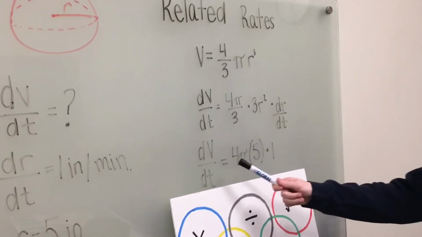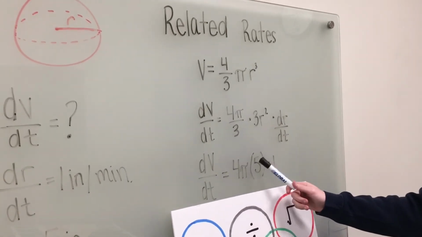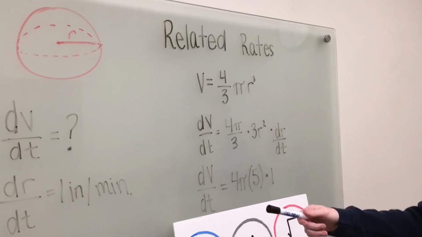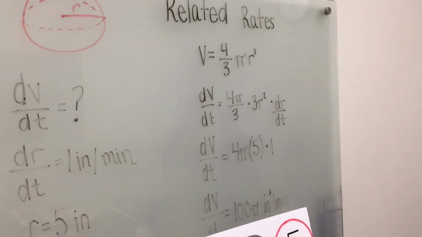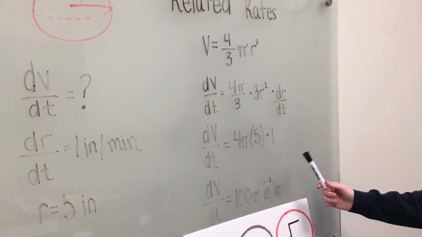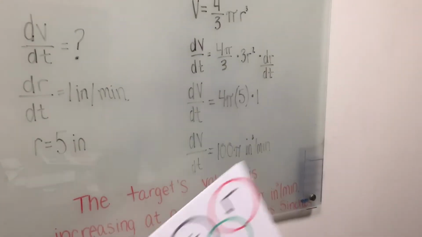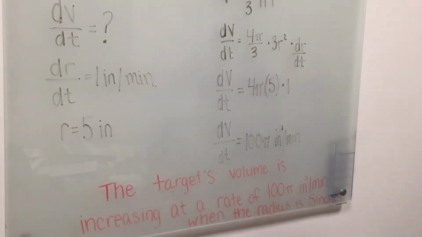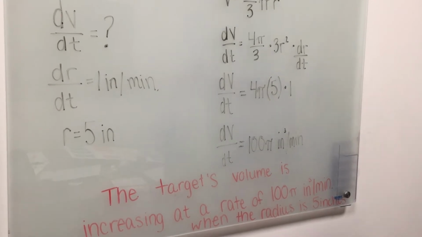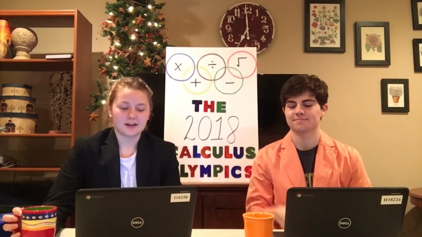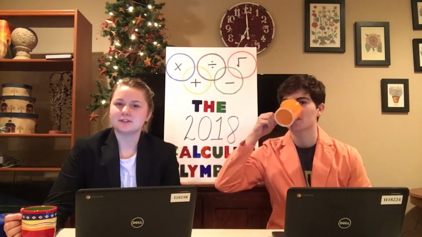The change in the volume, dV/dt, is equal to 4 pi times 5 squared times 1 when we plug in our knowns. And that becomes 100 pi inches cubed per minute. And then our sentence: the target's volume is increasing at a rate of 100 pi inches cubed per minute when the radius is 5 inches. Now that we see what kind of math goes into Alex's profession, let's take a look at the competition.